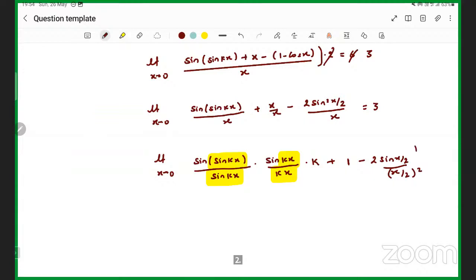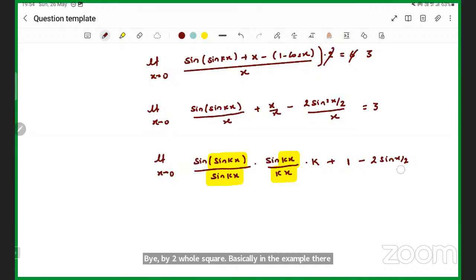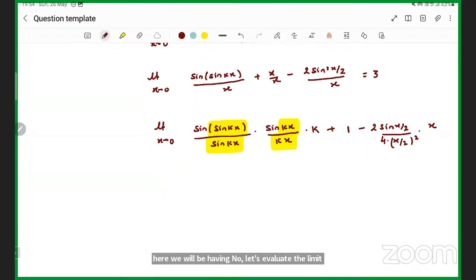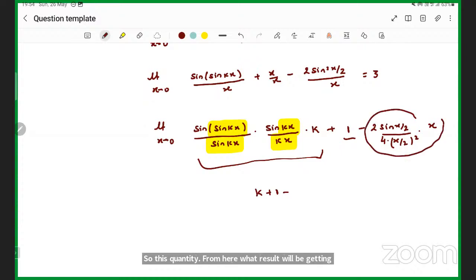Basically in this example there was no need to evaluate this limit directly. We can conclude that the value will be equal to 0. I'm just showing that if we go with the conventional proper process, we should write something like x by 2 whole square. And to balance this, we'll have one additional x, and here we will have 4. Now let's evaluate the limit. From this quantity, what result will we get? From here we will get k. From here we get 1. And from here, whole square.